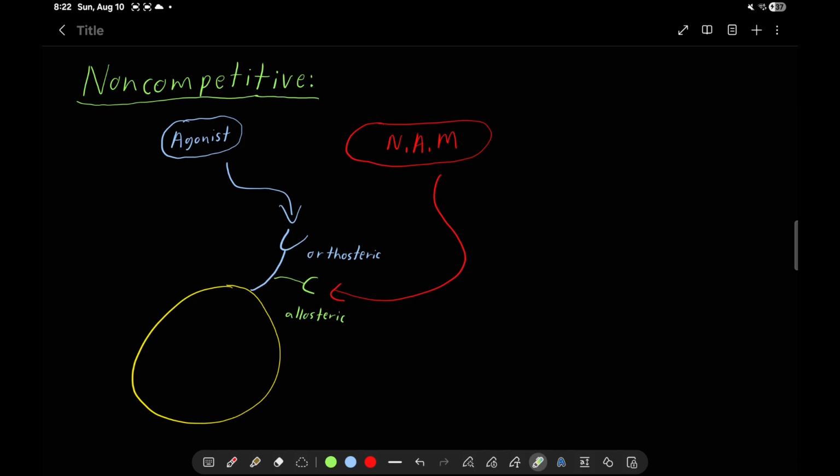So the key difference is that your agonist and your antagonist, or negative allosteric modulator, are binding onto two completely separate sites, and because of that, they're not competing against each other. Whereas with competitive antagonism, only one thing can bind to a site at a time, either your agonist or your antagonist. In this case, your agonist can be bound to your orthosteric site, and your antagonist can be bound to your allosteric site at the same time. So they're not competing to bind onto the same site, hence the name non-competitive.